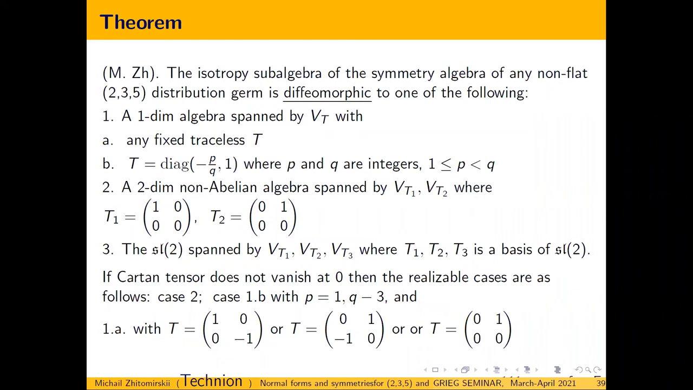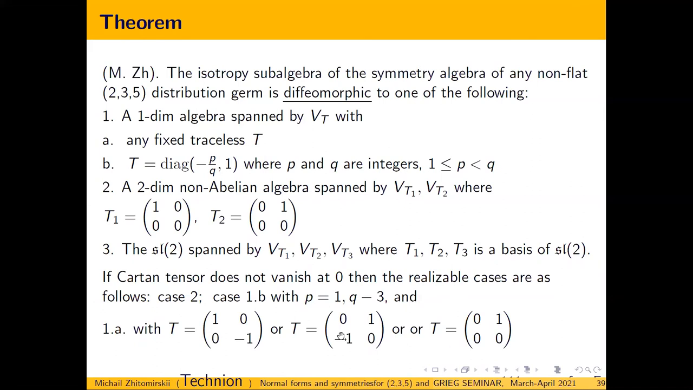Of course, if we have some information about our distribution, then not all the cases are realizable. For example, don't assume anything else, just at one point, at zero, assume that the Cartan tensor does not vanish. Then the realizable cases follow immediately from the normal form. Case two is realizable, case three is not realizable, of course, and case one is realizable with a single matrix T, one of these three matrices.